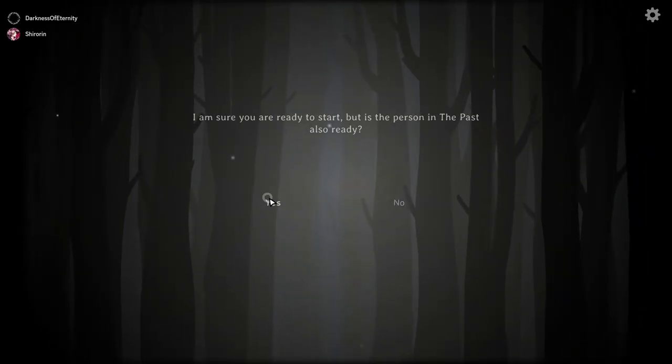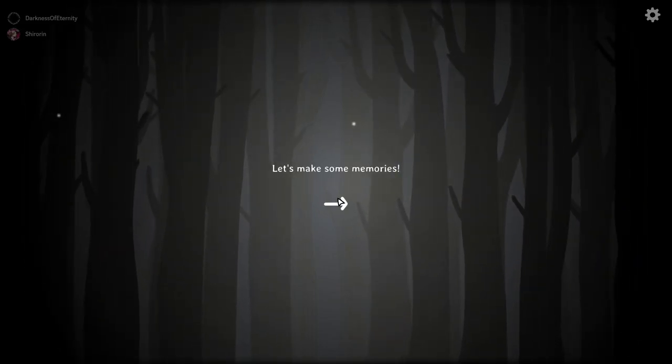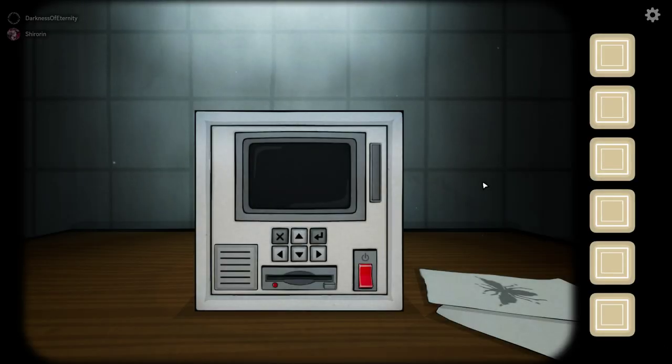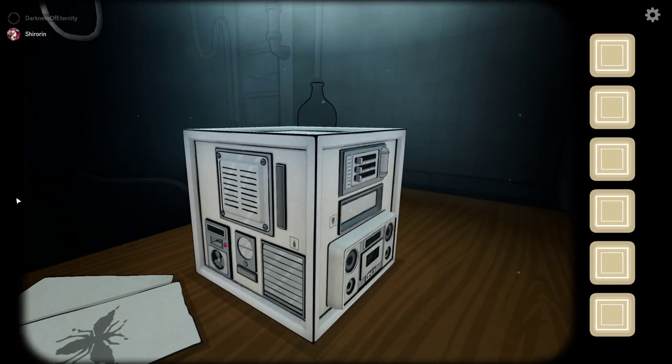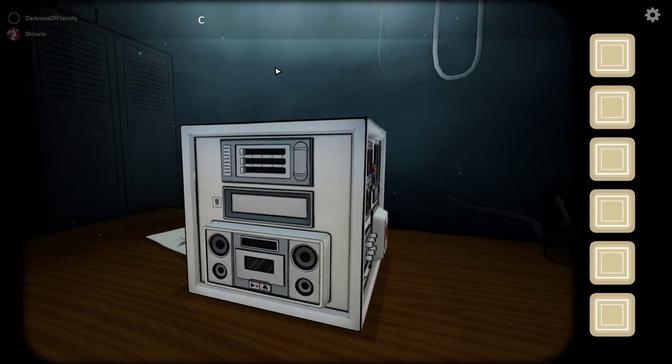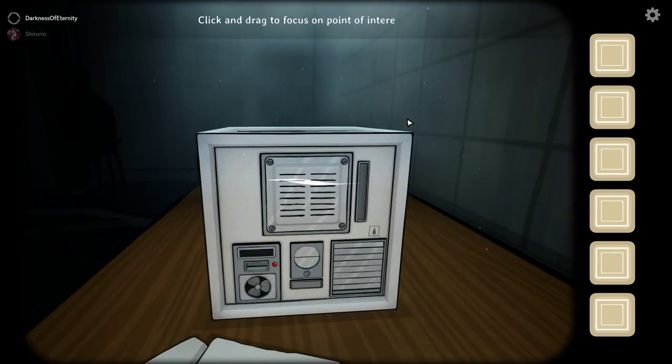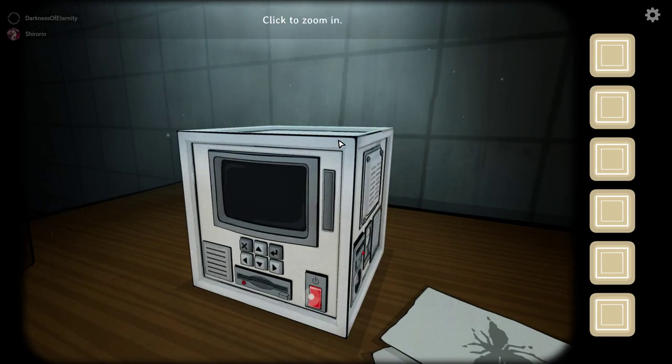I'm sure you're ready to start, but yes. Person in the future also ready. Yes. Let's make some memories. Alright. So this is how it looked like for you. Yeah. A dear dark rose. Zoom in.